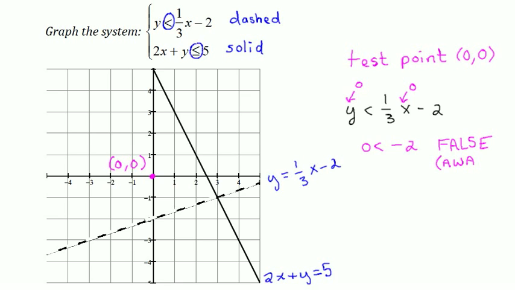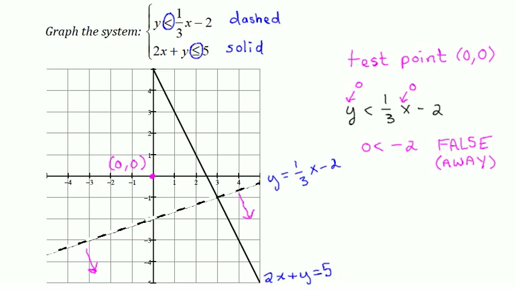I'm not going to start fully shading just yet. What I'm going to do is draw arrows in the direction that I would shade if I were just graphing the solution set to this one inequality. So I would shade away from the origin, which means in this case I would shade down.